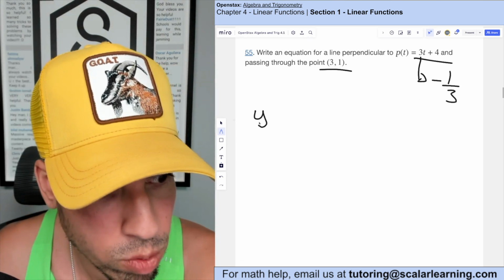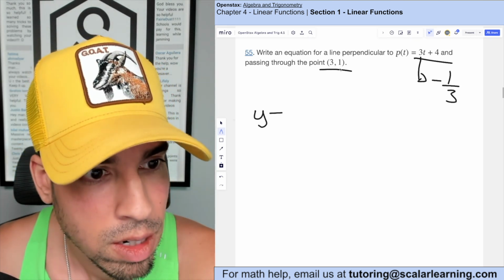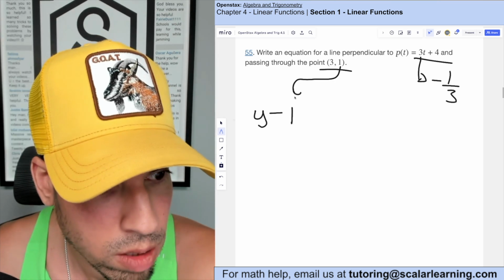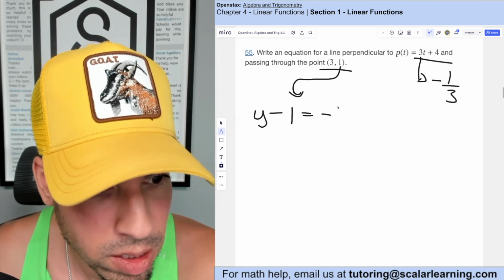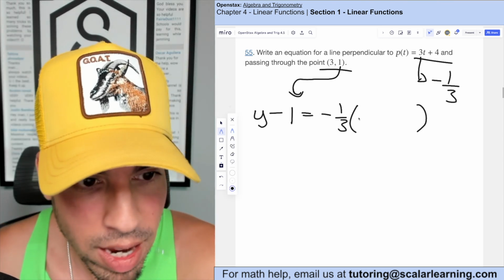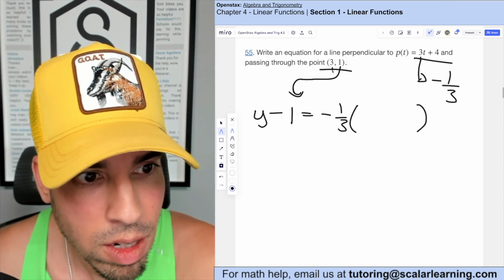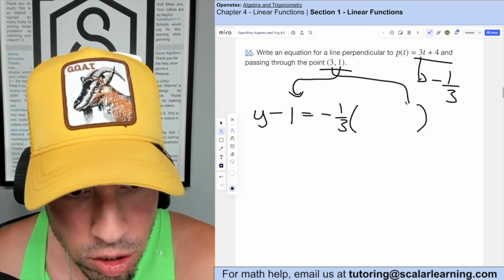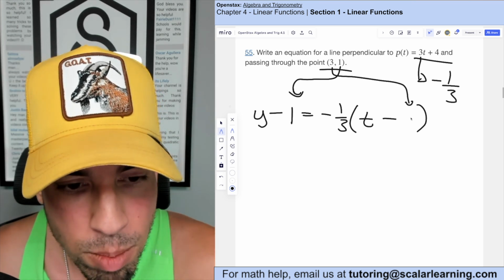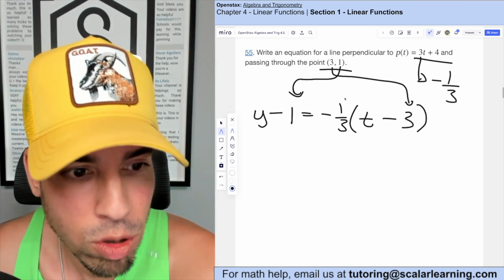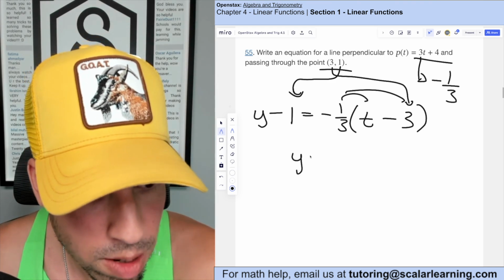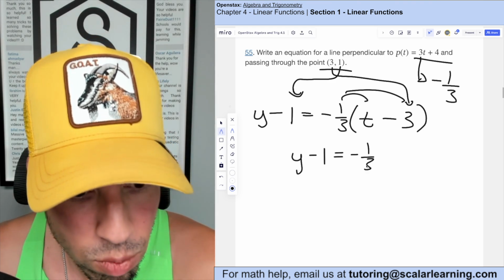Let's use point slope. So we got y minus the y value, which is 1, right, equals my slope, negative 1/3, times x minus the corresponding x value. But since the variable in question here is actually t, we're going to say t minus that 3 value. Now to put in slope-intercept form, we're going to distribute: y minus 1 equals negative 1/3 t.